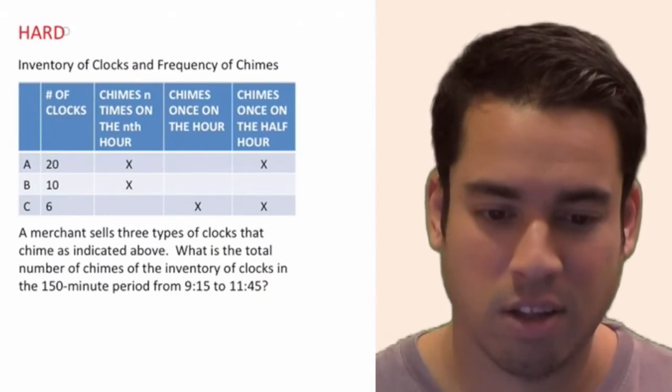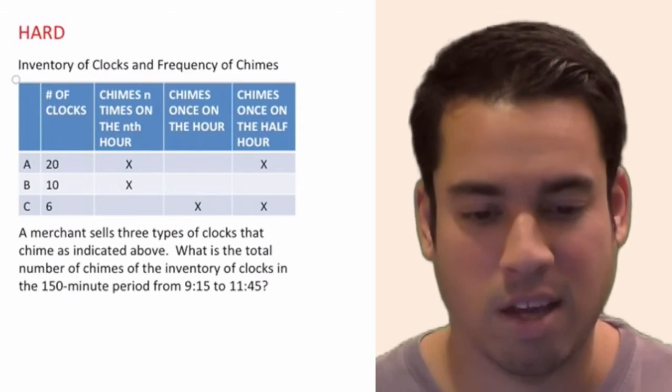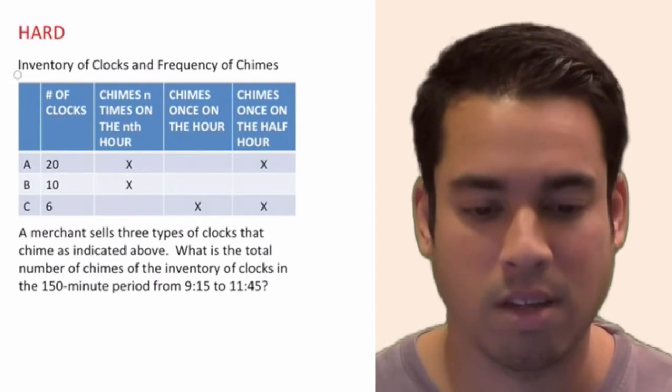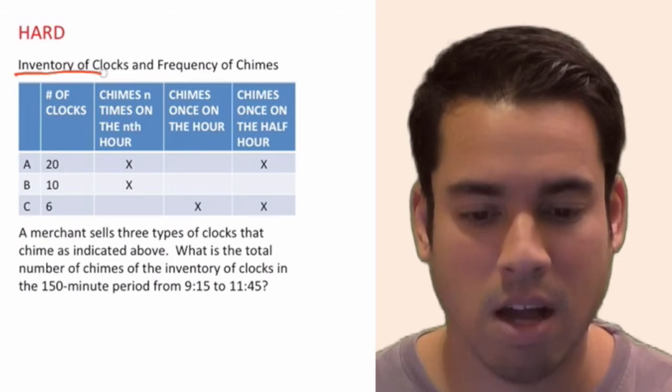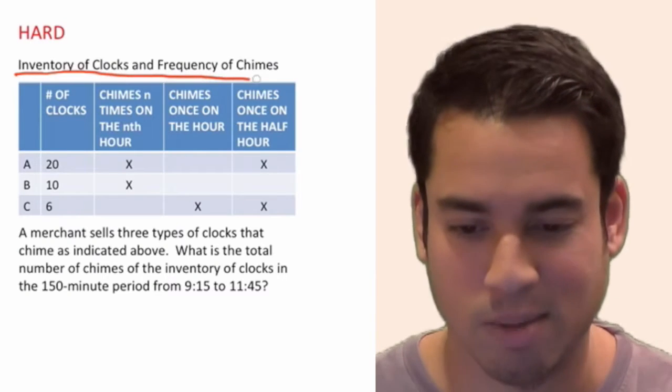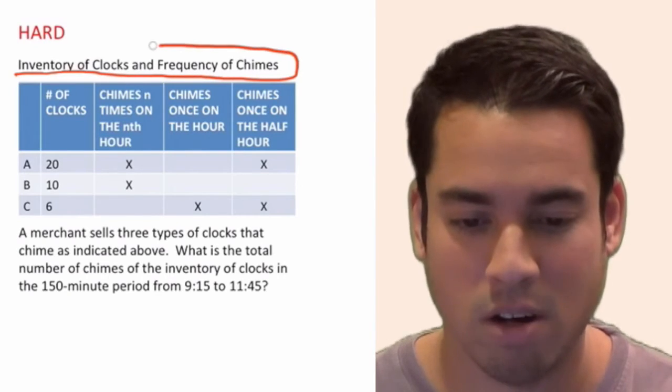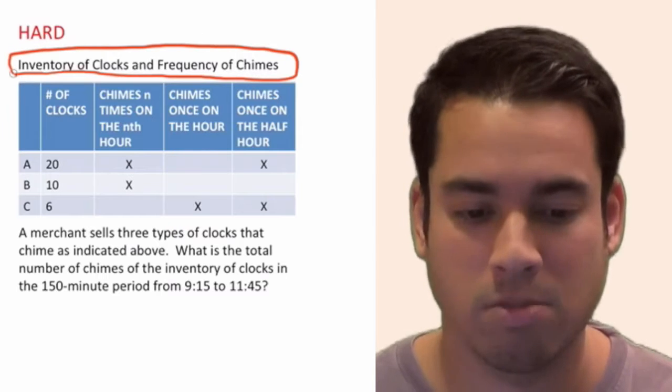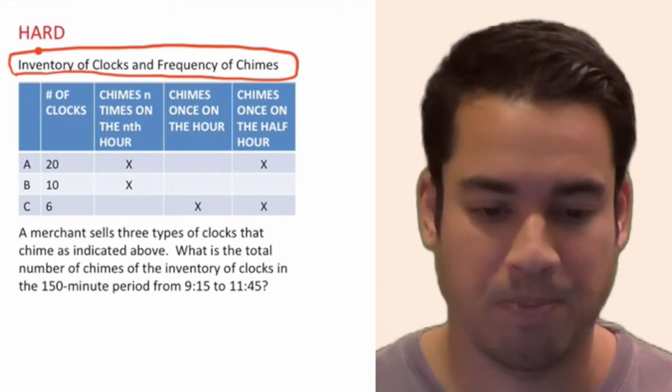Ready? Let's do it. All right, so let's take a look at the hard problem here. Again, let's take note of all the data. So at the top it says inventory of clocks and frequency of chimes. This is a really bizarre sort of topic, but it's about clocks and the number of times that they chime.